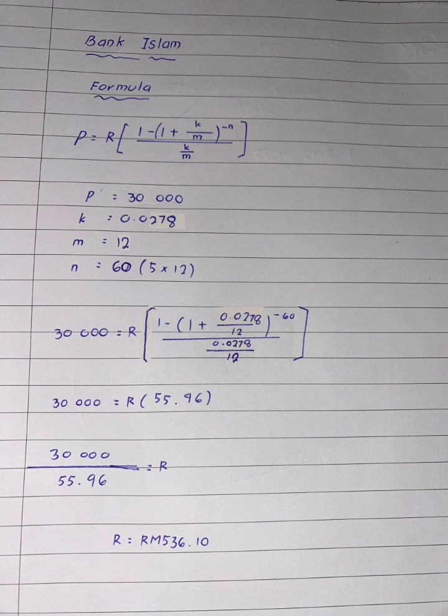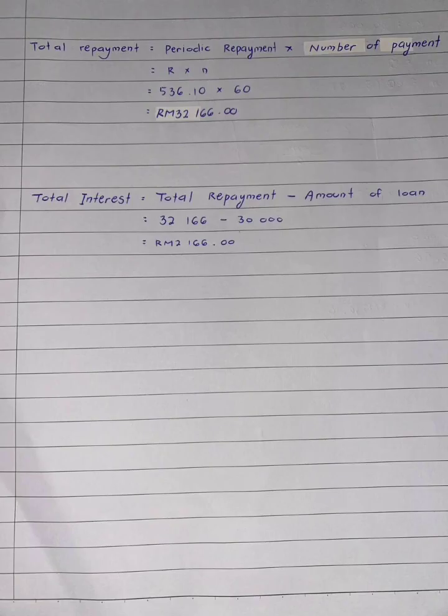So we just put the value back based on their letter. We have to finish the calculation in the parenthesis first. After calculating, the amount will be found to be 55.96. After that, the 55.96 is brought to the left and will be divided. Last step, we divide 30,000 by 55.96 and the answer for repayment is 536.10. For the second one, total repayment, the formula is total repayment equals periodic repayment times the number of payments.